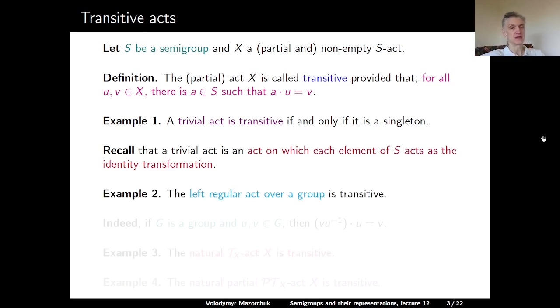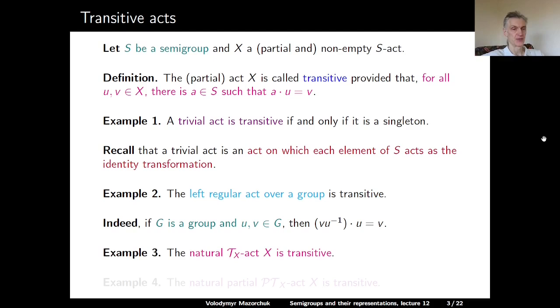Example 2. The left regular act over a group is transitive. Indeed, if G is a group and u and v are two different elements in G, then applying the element vu^{-1} to u, we get v. So from any element of the group we can get to any other element of the group by left multiplication.